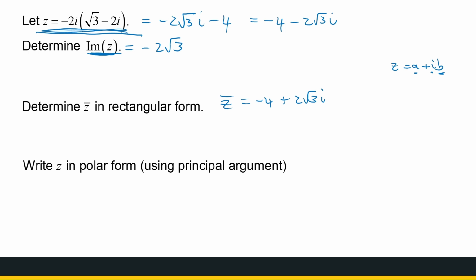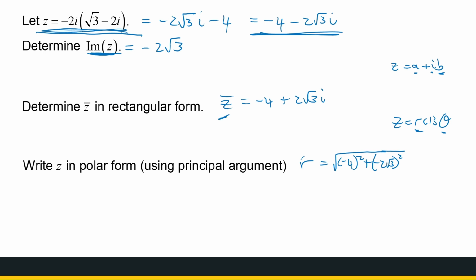So to write z in polar form, that's r cis theta. I need the r and I need the theta. Now we know the r is the square root of a squared plus b squared, so that's minus 4 squared plus minus 2 root 3 squared. Now note, to go back to z, do not use the complex conjugate, because I'll get the wrong argument. Right, and that gives you root 28. Yet again, leave it exact, leave it like that. Don't give decimals. You can simplify that a little bit if you want, but for now, just leave it like that.